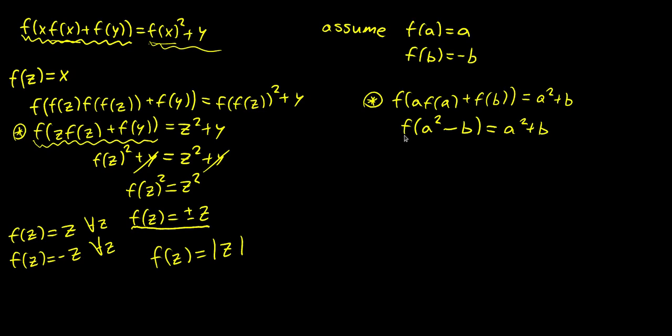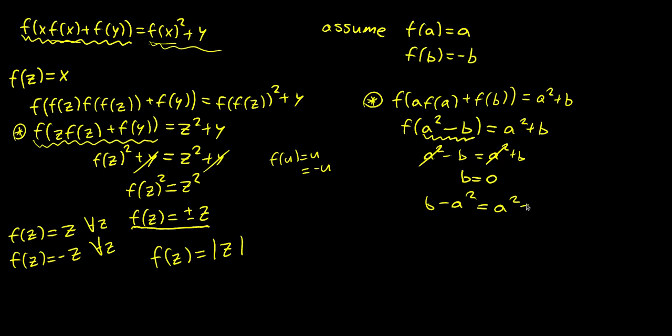Now we have two cases. For this input, a squared minus b, let it be u, we either have f of u equals u, or f of u equals negative u. So if it equals u, then we have a squared minus b equals a squared plus b. These a squareds cancel, and we get b equals 0. And that's good, because of course f of b equals negative b is going to be satisfied when b equals 0. And then if we assume that f of u equals negative u, we get b minus a squared equals a squared plus b. B's cancel out, and we get a equals 0. And once again, this is good because if f of x equals negative x in the general case, then f of 0 still equals 0. So we've shown that if two are different, one of them must be 0, so they aren't actually different.